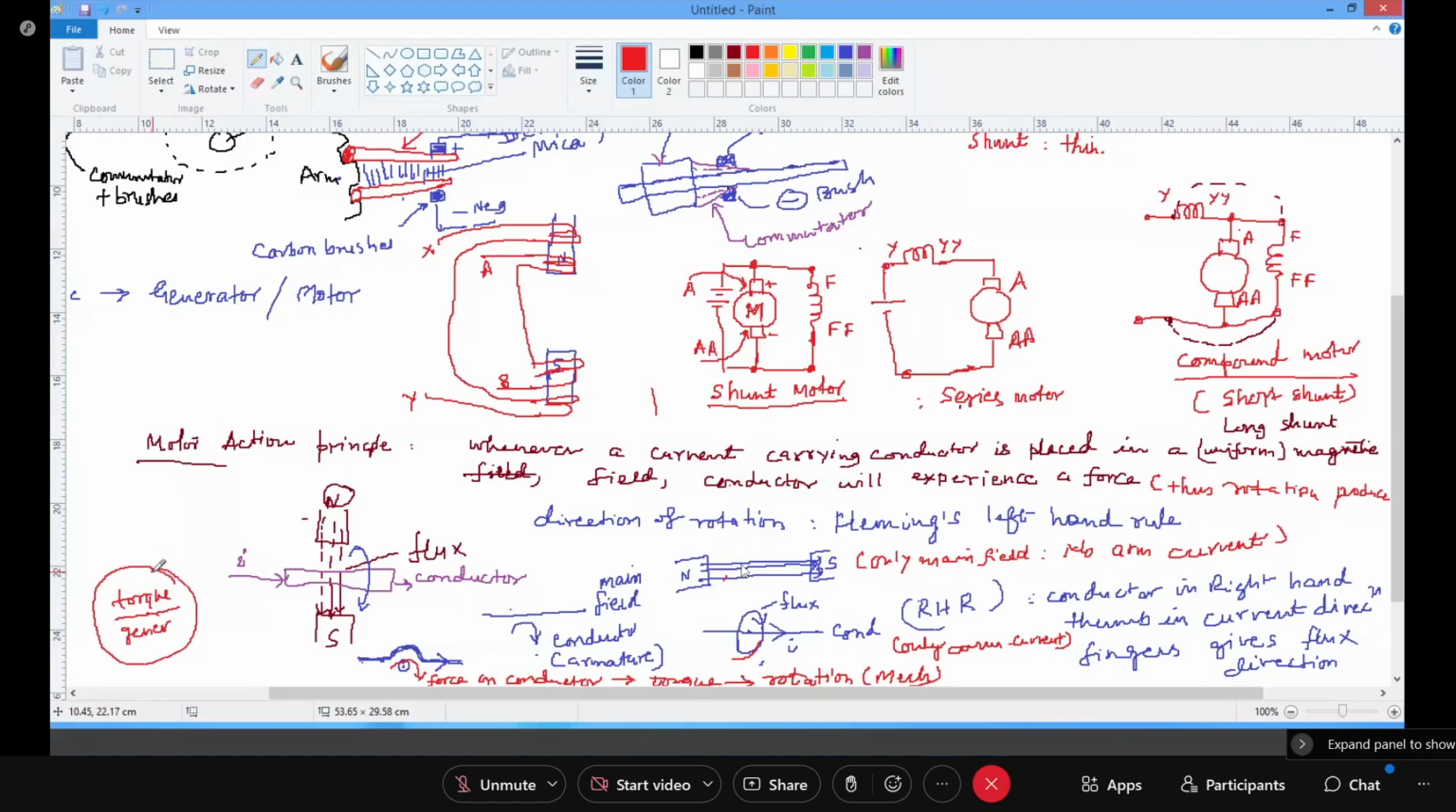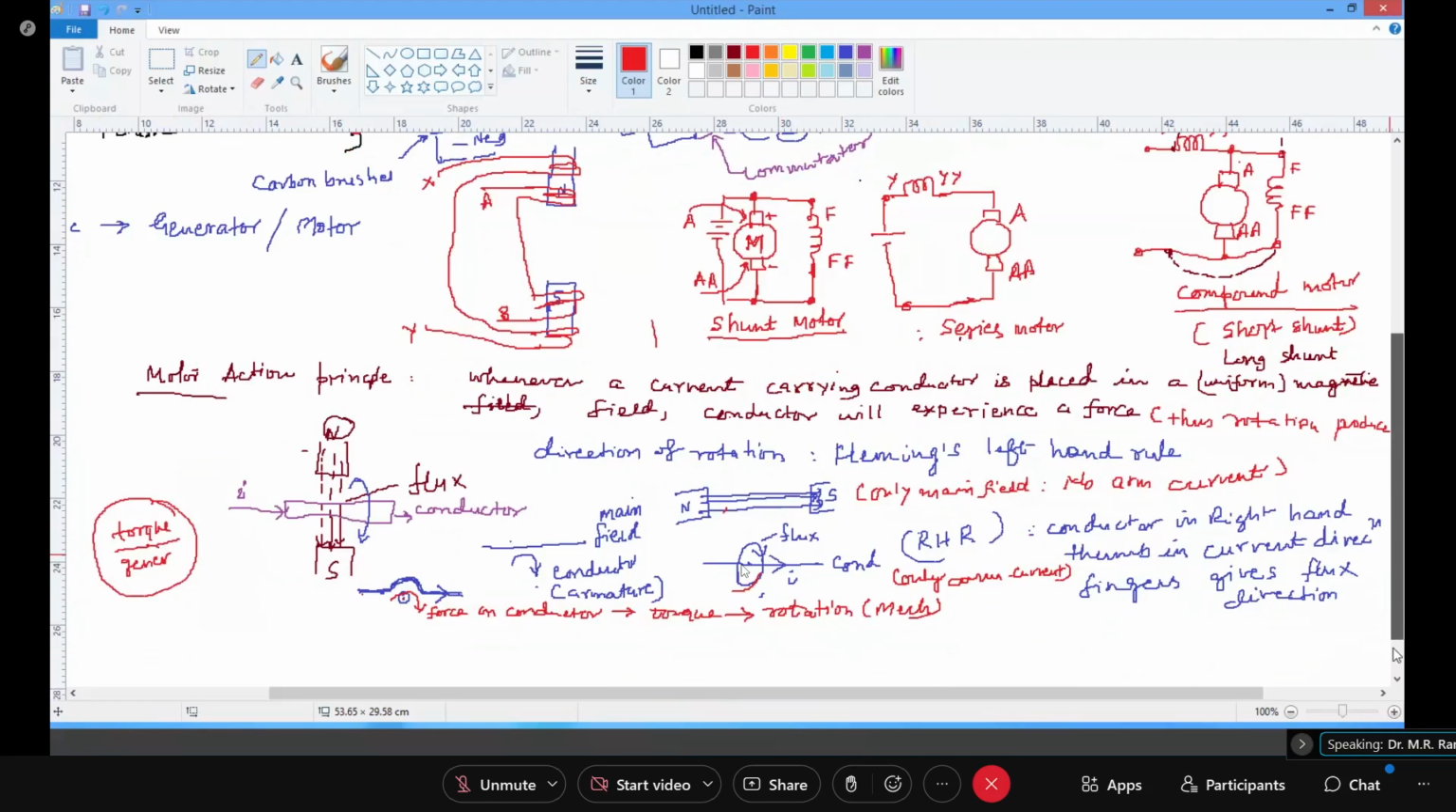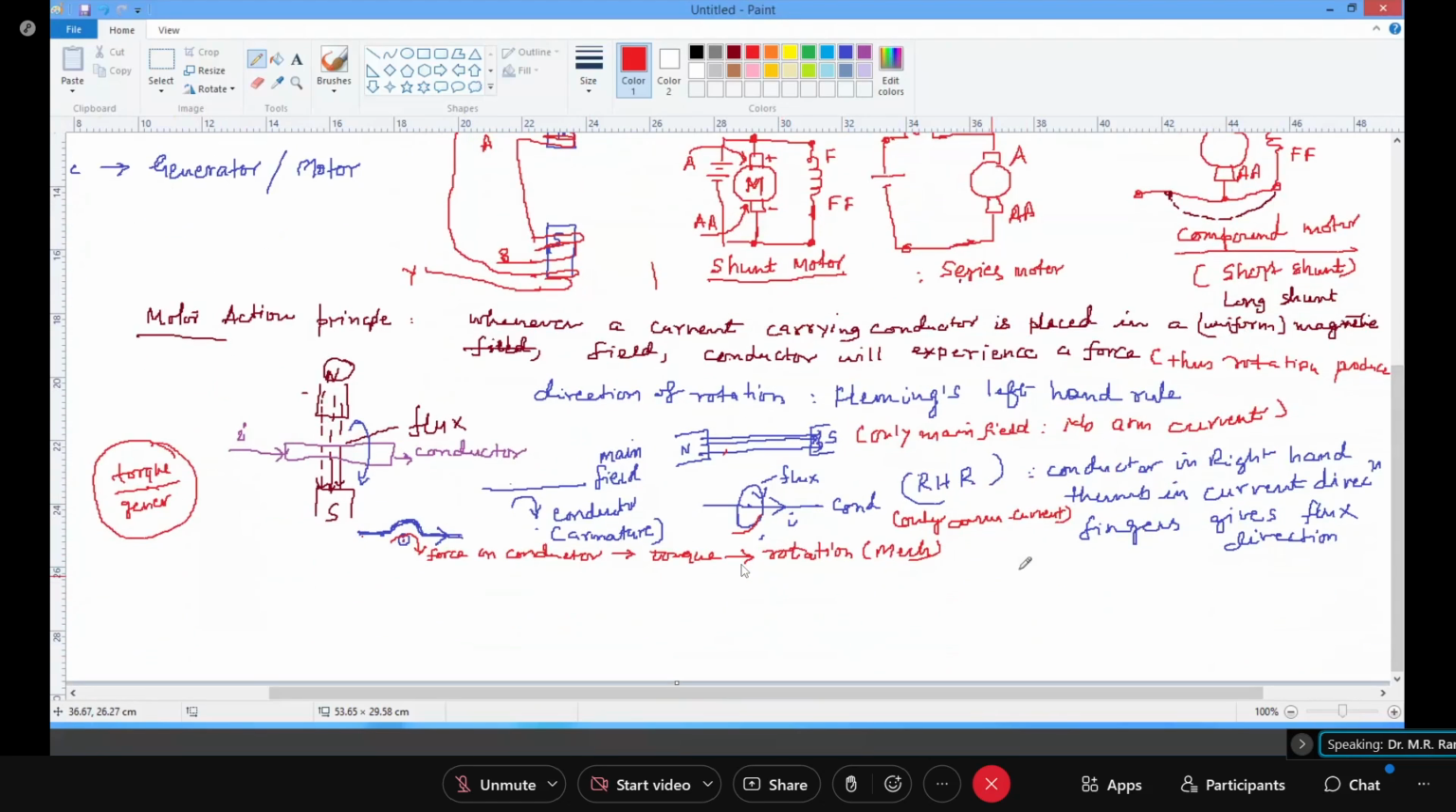Okay. So now the next question comes. Now I'll just show this is my pole. I will not show all the details, and this is my conductor, or armature. This is my pole. Now it started rotating. What will happen next? Just think about it.